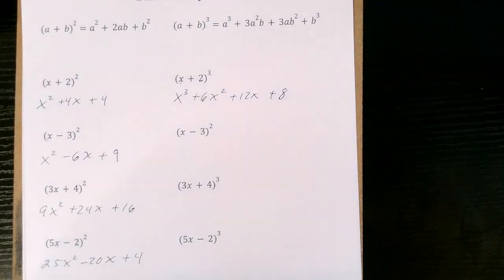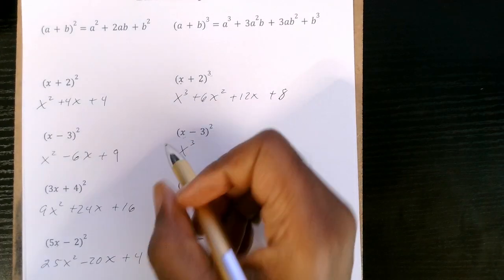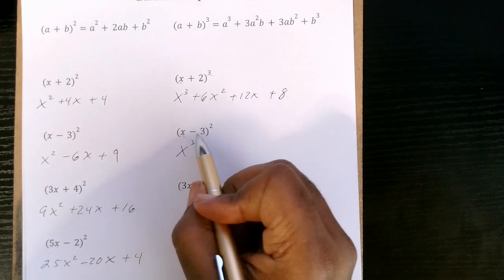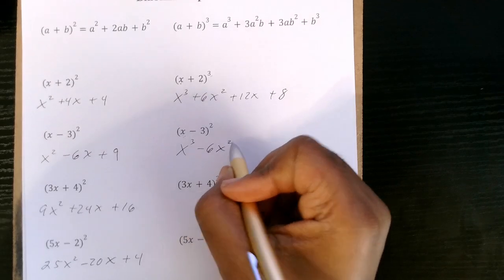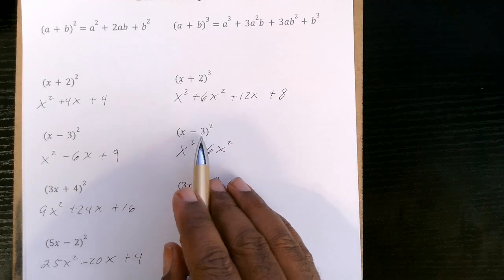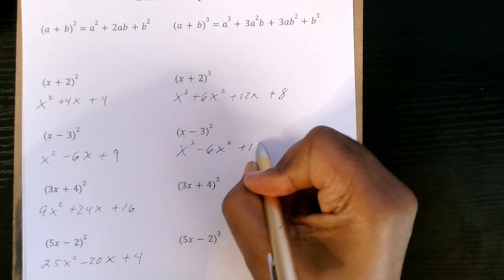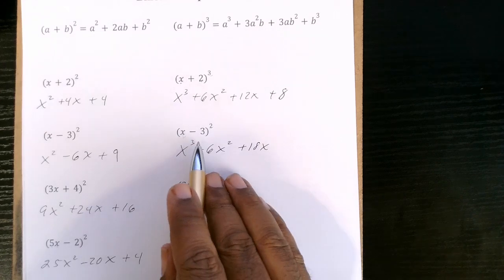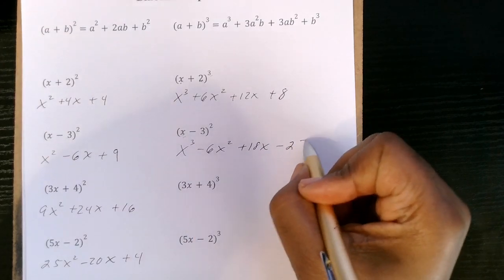Now, next, the (x - 3) cubed. So x times x times x, that's your x cubed. x times x times negative 3 times 3 is going to give us negative 9x squared. Then x times negative 3 times negative 3 times 3 is going to give us positive 27x. And then finally, negative 3 times negative 3 times negative 3 is going to give us negative 27.